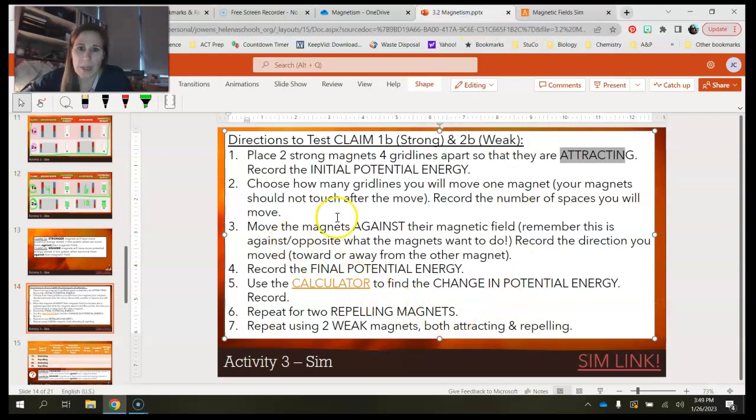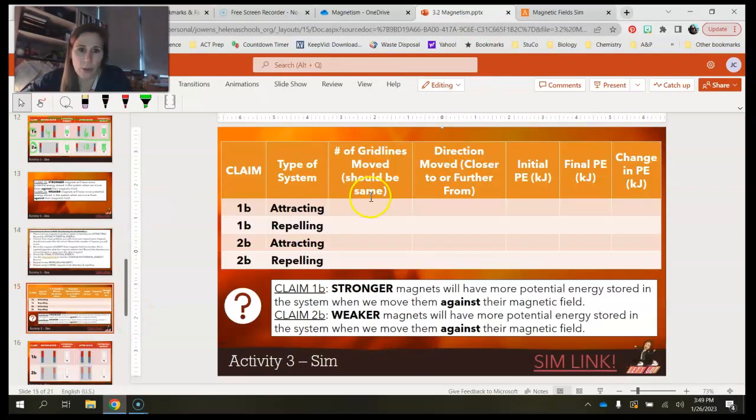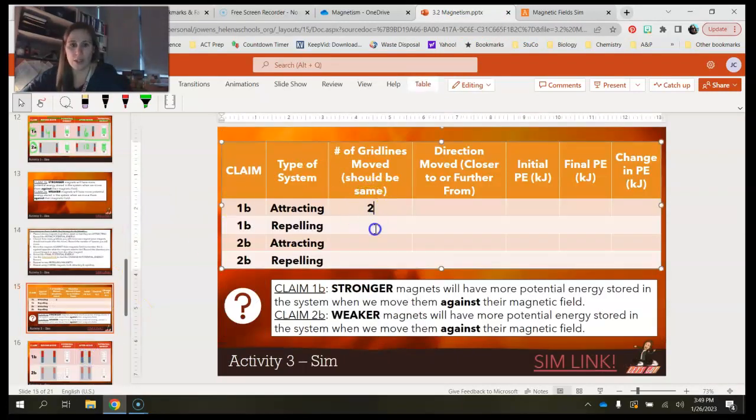Okay, choose how many grid lines you will move. We've already kind of done that. We're going to stick with 2 for each of these. Same thing, we should know that when we have an attracting system of magnets, if we want to move them against, we're going to move them away or further from. And if we have a repelling system, they want to repel, so we're going to move them closer together. That's going to be the same for each of these, further away for attracting and closer together for repelling.